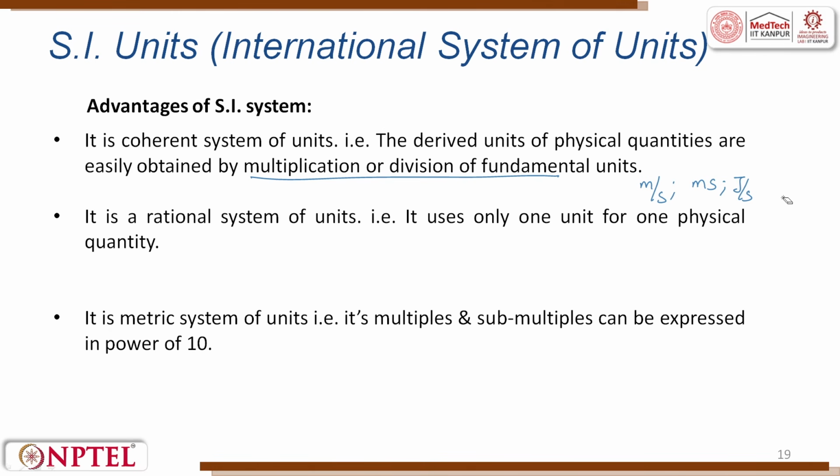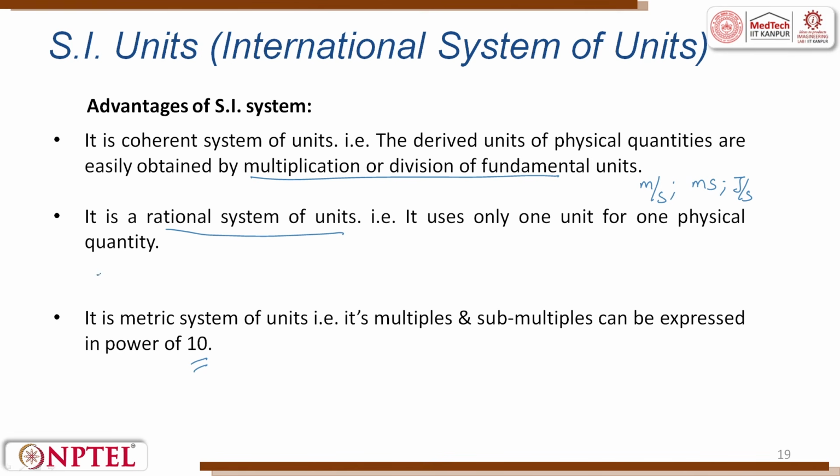It is a rational system of units, that is, it uses only one unit for one physical quantity. Length cannot be used in meter as well as in centimeter. So, that is what a rational system of units is. The last one is, it is a metric system of units, that is, its multiples and sub-multiples can be expressed in powers of 10. So, this is also important.